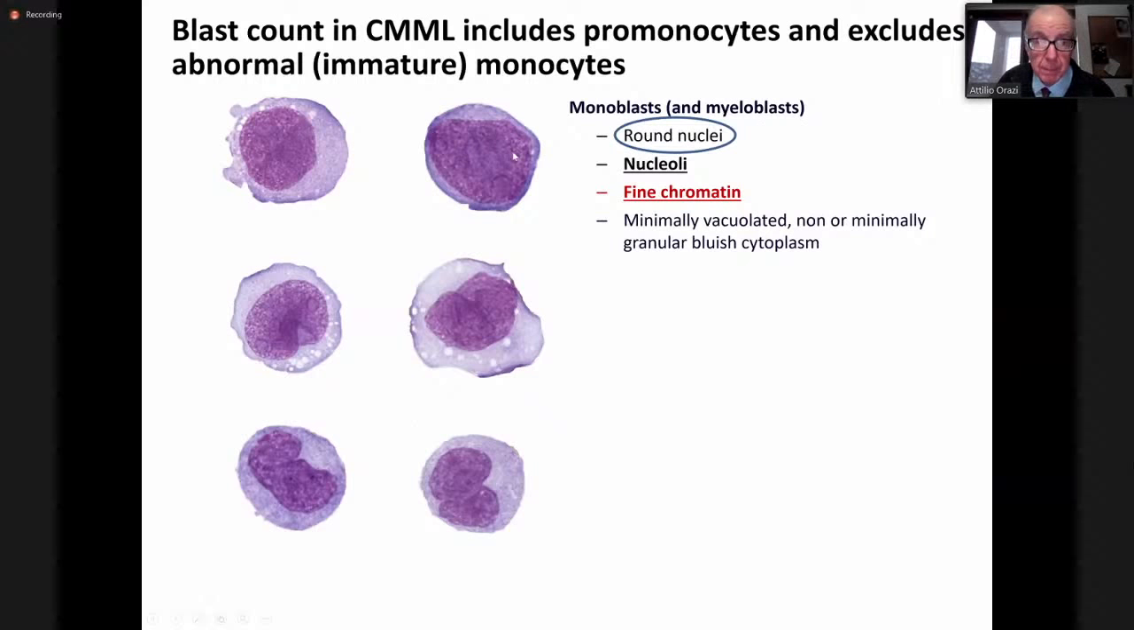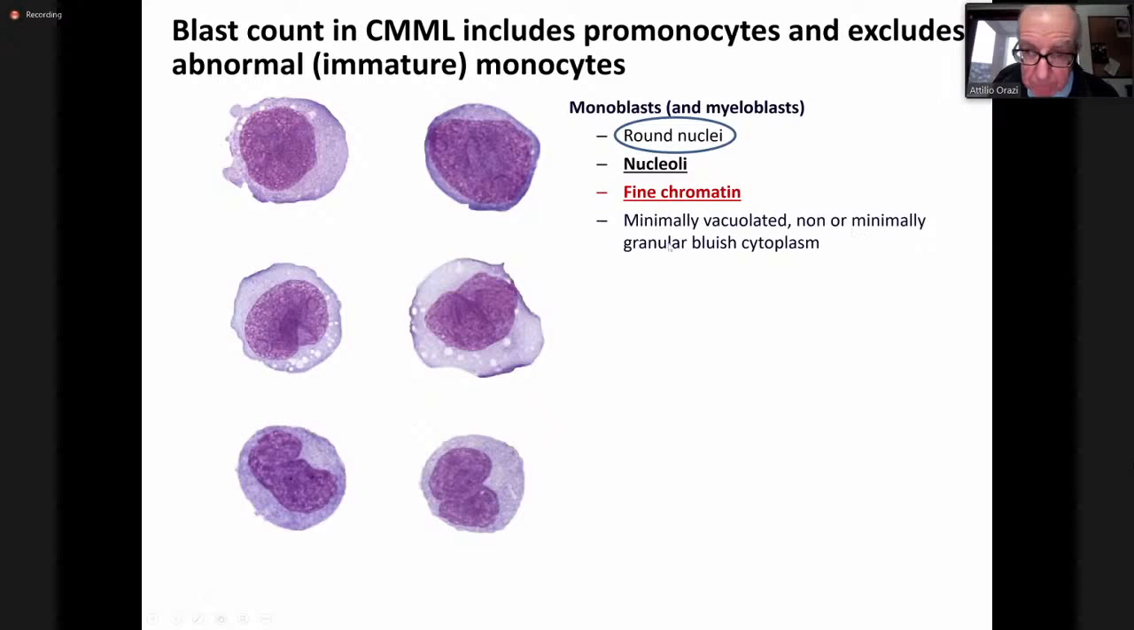This one could be a myeloblast. This is more like a monoblast. It's hard to tell. But the bottom line, they have round nuclei. They're not perfectly round, but they're fairly round. They have nucleoli and they have fine chromatin because they are blasts. So I put this in a different kind of graphic for you to make it simple.